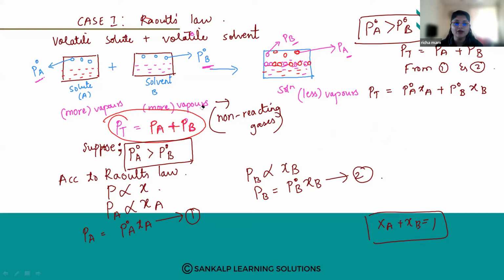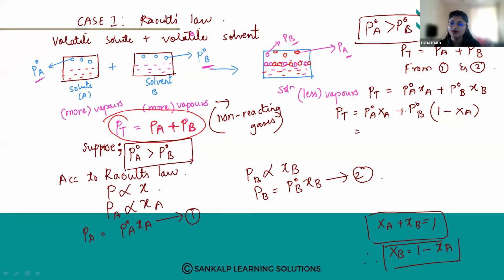So now what I'll do here? If I take XB here, XB will be 1 minus psi A, since psi B is 1 minus psi A. So now I will put the value. PT will be P naught of A into psi of A plus P naught of B, and I'll put this value here, so it will be 1 minus psi of A. So I'm expressing in terms of A here.